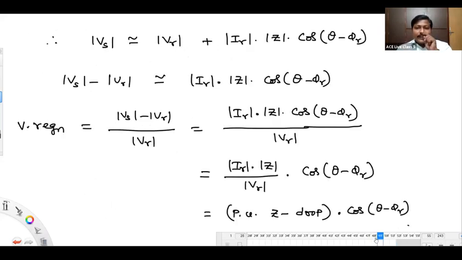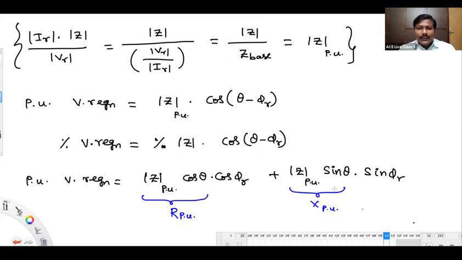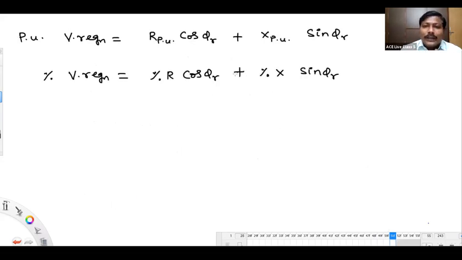Just check here. If it is leading, in place of this minus, you are going to get plus. And here also you get plus. And cosine of theta plus phi r expansion will give cos theta cos phi r minus sin theta sin phi r. Means here you are going to get the minus. So I will show here. This is plus minus: plus for lagging load, minus for leading load in this equation.